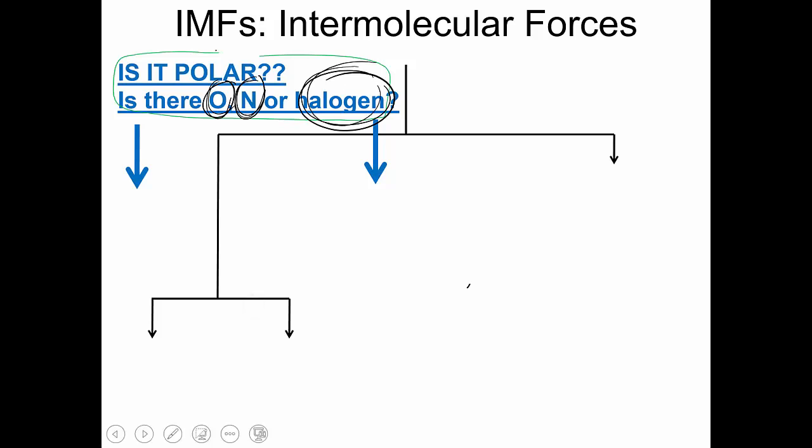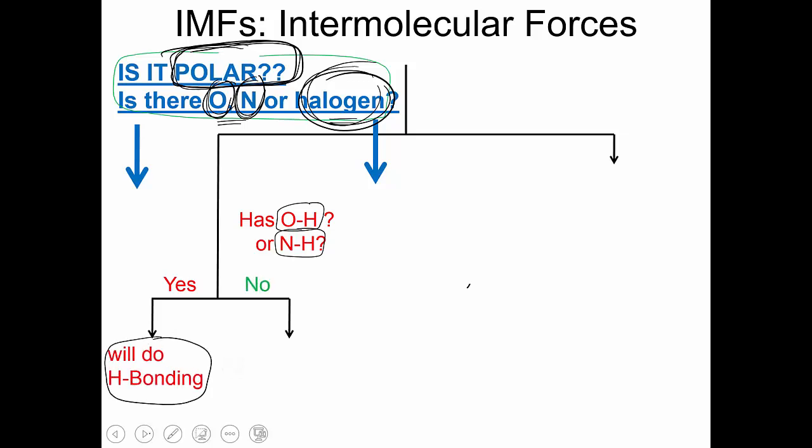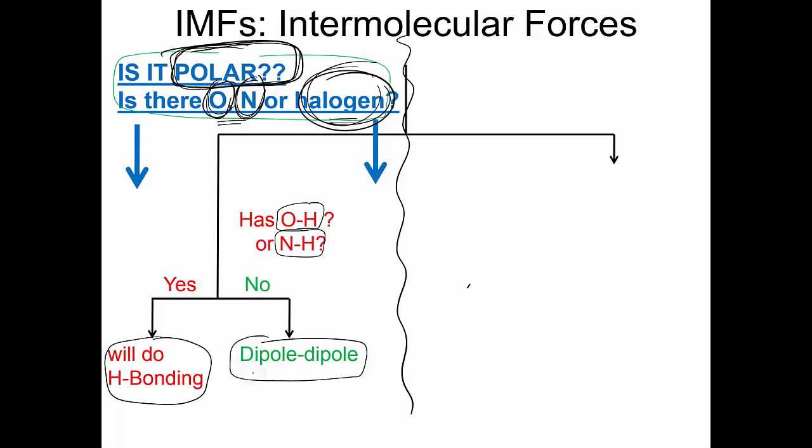If it does, it's going to be polar. There are some exceptions where the shape makes it cancel, but for the most part on large molecules, it's going to be polar. Now if it does have an oxygen or nitrogen, look to see if it has OH connected or NH connected. If it does, then it can do hydrogen bonding. And if it doesn't, if it's just an O or an N, then it will do dipole-dipole. The next thing, a separate thing to look at, you do these kind of separately.